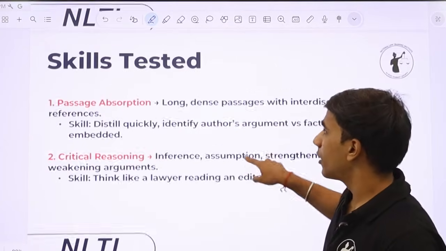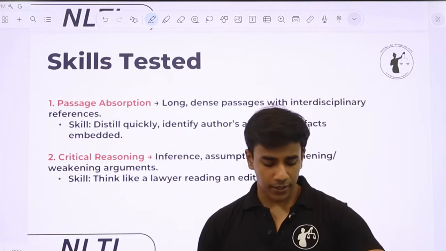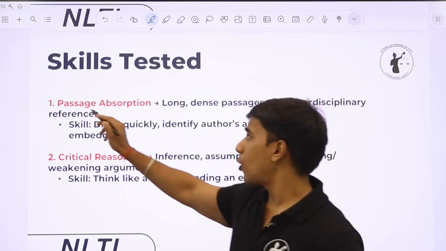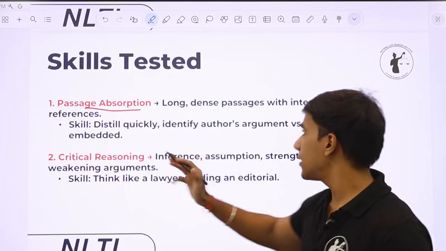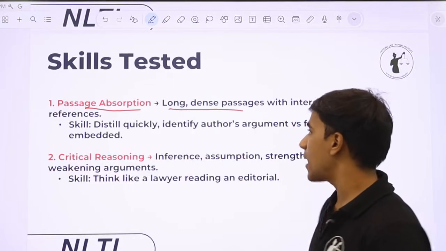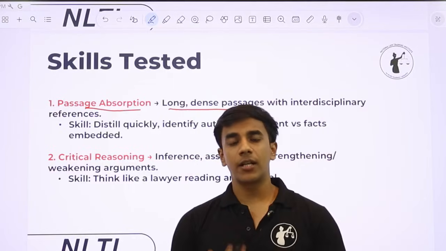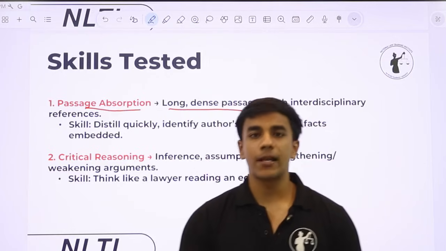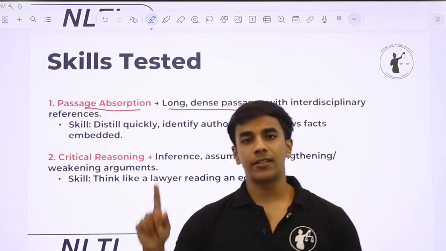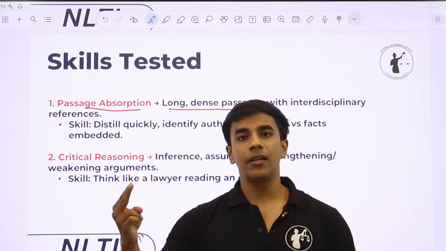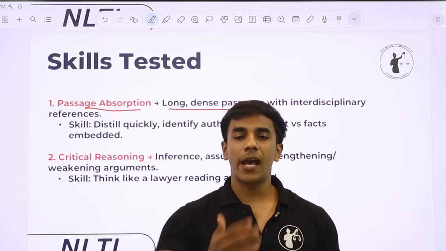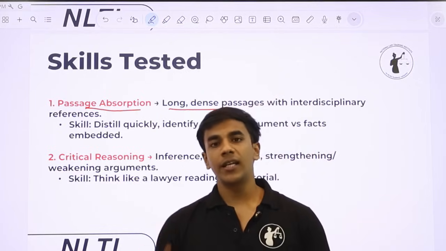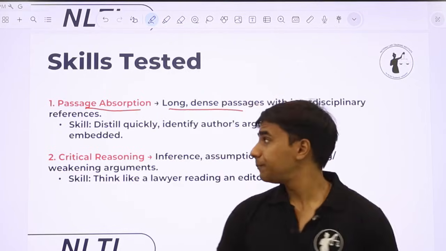Now, very important, what are the skills that NLSAT is primarily looking for in the candidates who appear for this exam? Passage absorption, how well you are able to read the passage and understand the passage, because these are long, dense passages. तो आप कितने अच्छे से एक पैसेज पढ़ सकते हो, जो आपने पढ़ा है उसको कितने अच्छे से रिटेन कर सकते हो, और कितने जल्दी से पैसेज पढ़ सकते हो. So 3 skills are being tested: your reading speed, your comprehension ability, and your ability to retain. Because every time you read a question, you will not go back to the passage to read it again. तो आपको retain भी करना important है whatever you have read.